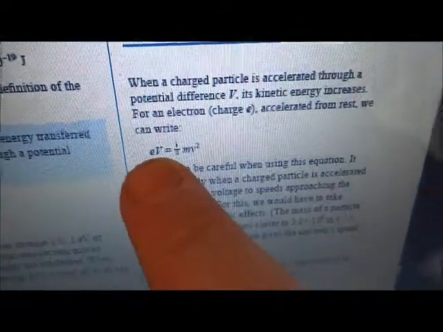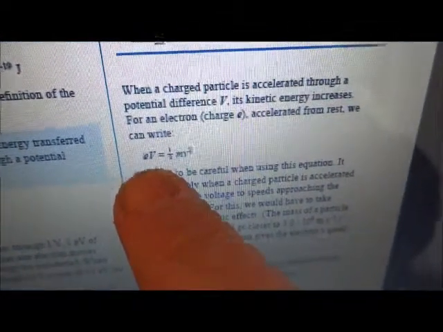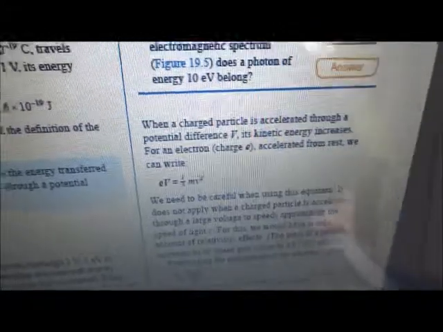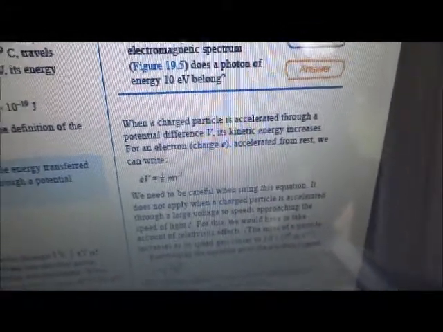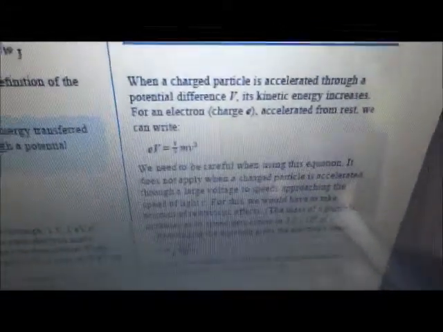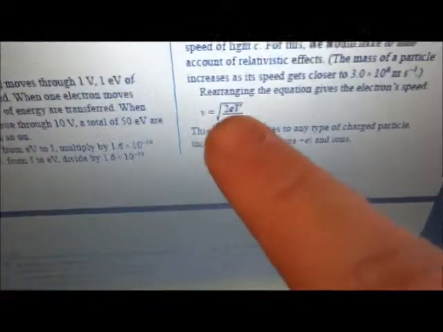But the energy gained, the work done on an electron in an electric field, you can see it here. So e times V, that's the work done, or the energy gained by an electron, is going to be transferred all to its kinetic energy if there's no energy losses. So that's a way you can work out how fast an electron is going in a potential difference.